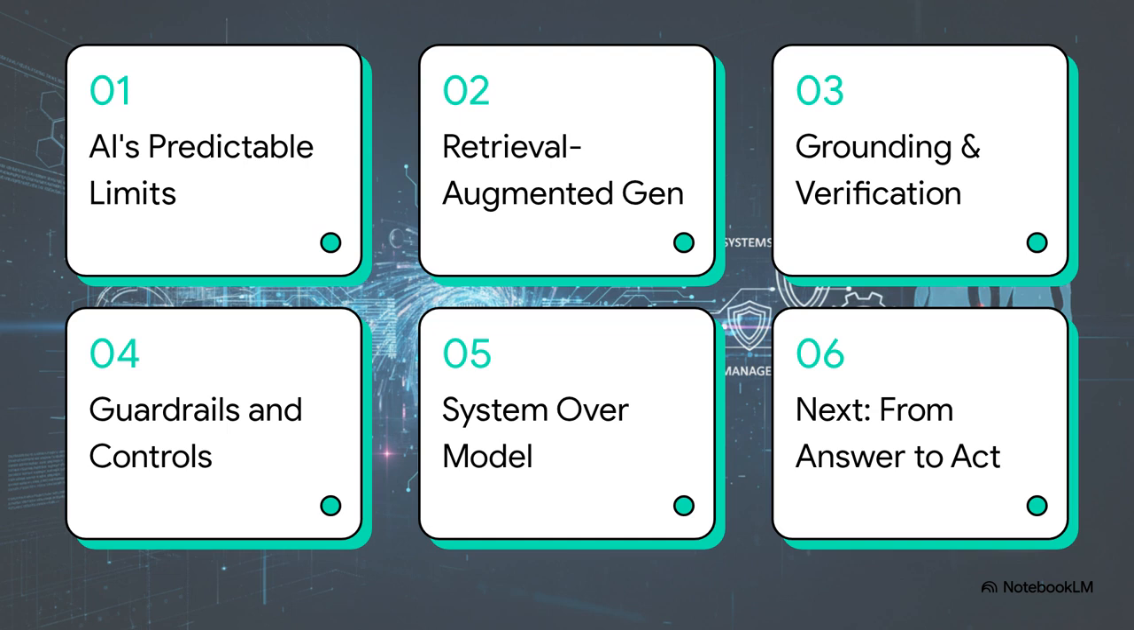Well, today we're going to tackle exactly that. We'll start by quickly framing the problem these limits create. Then we're going to dive into three key solutions you'll hear about all the time: RAG, grounding, and guardrails. And stick with me because this all builds to the main takeaway: why the system around the AI matters so much more than the model itself. And then, of course, we'll tee up what's coming next: AI that doesn't just answer, but acts.